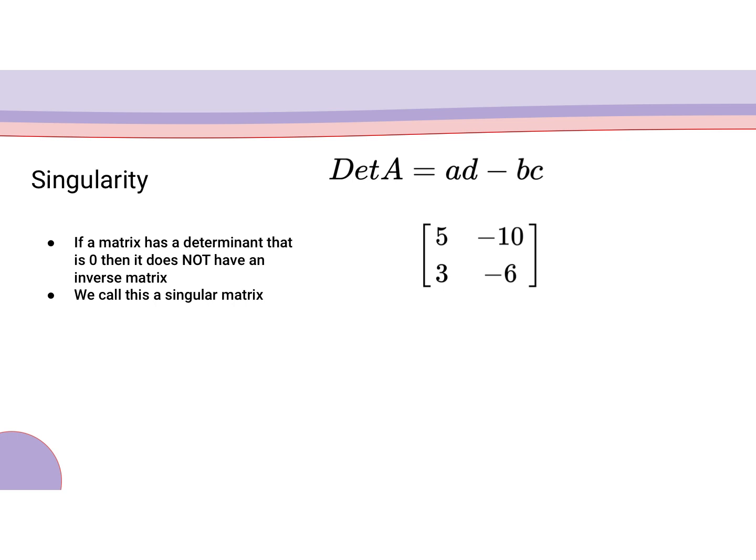Okay, one last one. 5 times 6 is 30, minus 3 times negative 10, which would be negative 30 again. Wait, so here we get a determinant of 0. Now this actually has a really special property. If a matrix has a determinant of 0, that means it's what we call a singular matrix, meaning that there is no inverse to this matrix. So the previous ones all had an inverse that existed, but this one cannot.